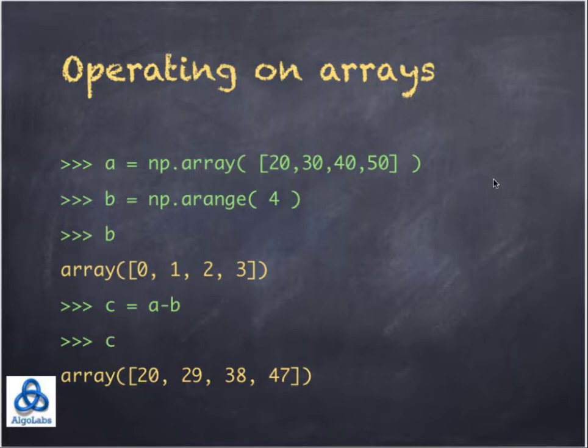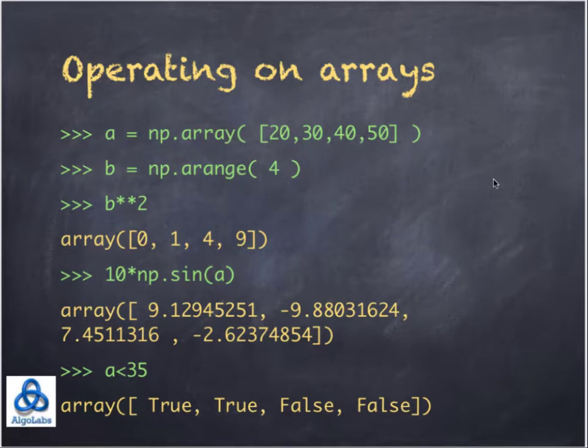Here are some other operations that we can do on arrays. We can use them just like we do in algebra. We can create 2 arrays of size 4. In this case, we have created the first one explicitly using the array command and the second one using the arange command. And so now if we take a and subtract b, this means subtract b0 from a0, b1 from a1 and so on. So we get 20 minus 0 is 20, 30 minus 1 is 29, 40 minus 2 is 38, and 50 minus 3 is 47.